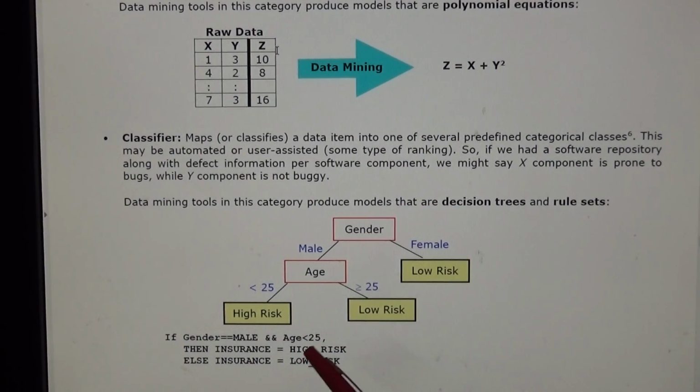We could also represent it as a rule or set of rules. If gender equals male and age less than 25, then insurance equals high risk. Otherwise, insurance is low risk. So it collapsed these two there. Basically, males under 25 are high risk, everybody else is low risk.